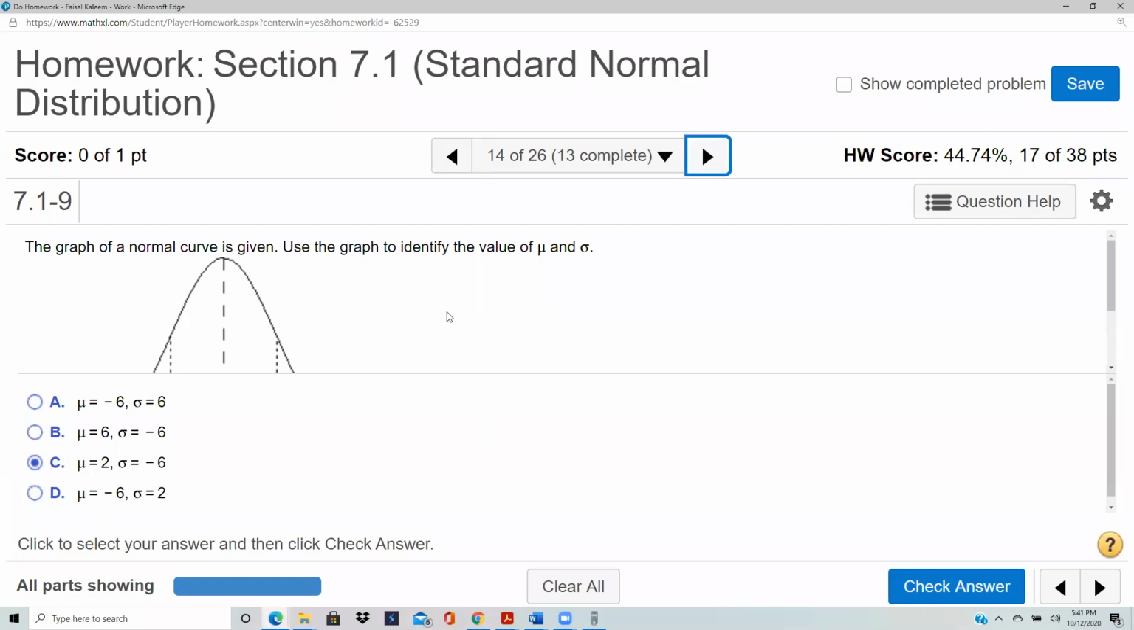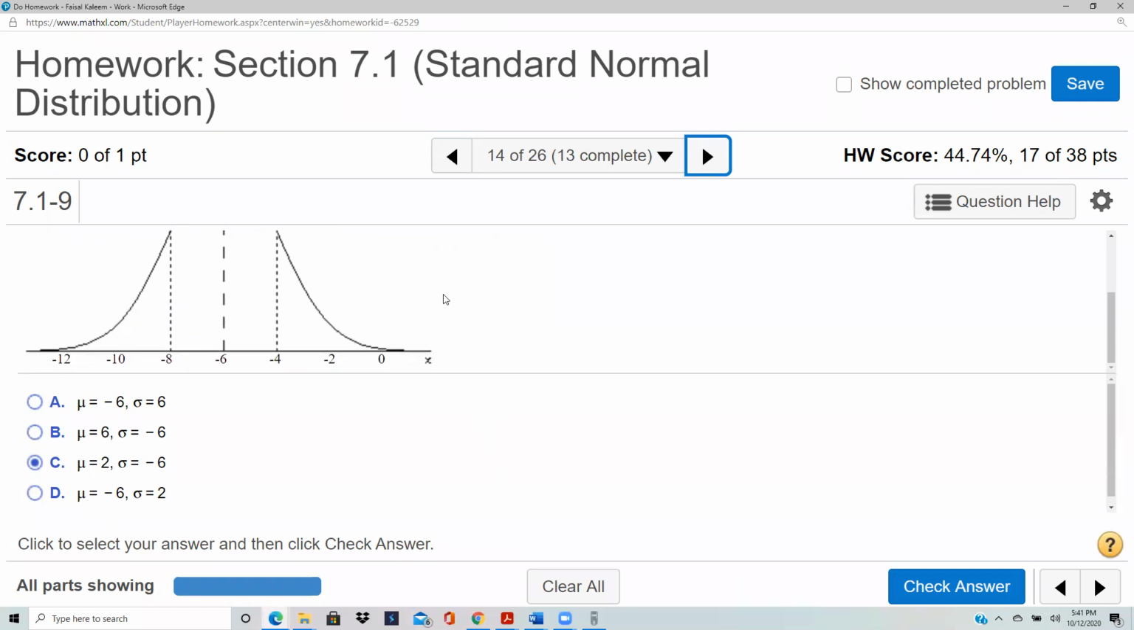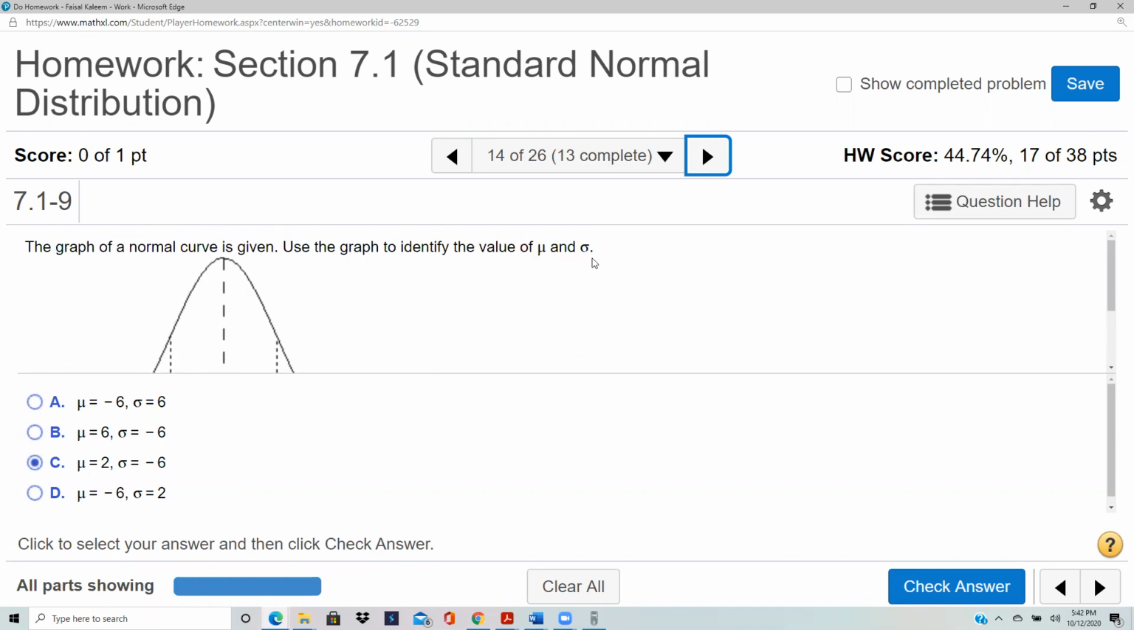The graph of a normal curve is given. Use the graph to identify the value of mu and sigma. So mu is the mean. We know that mean is always in the middle, so mean will be -6. And now sigma is the standard deviation.